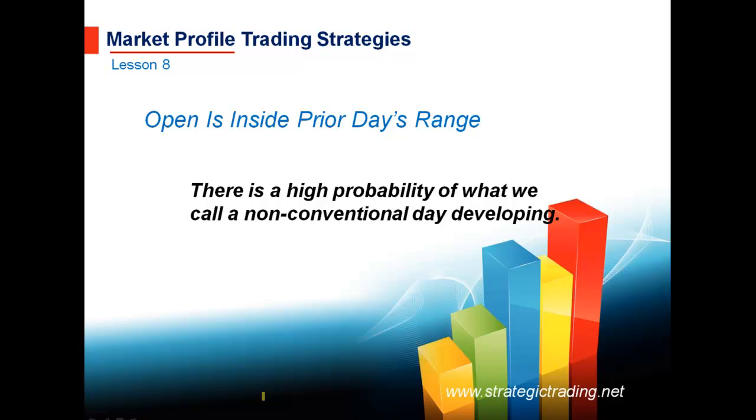So we look at the prior day and we look at the range for that day, and where is the open relative to that. And if in fact the open is inside the prior day's range, then there is a high probability of a non-conventional day developing or occurring. And I'm going to talk a lot more about non-conventional days and different types of days, but for now, suffice to know that this is the type of day that an open inside the prior day's range indicates.